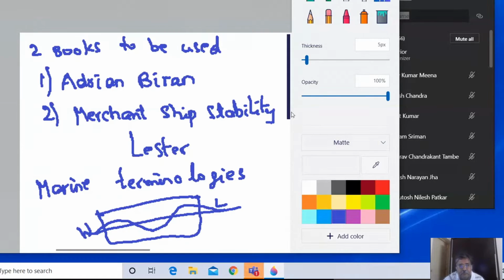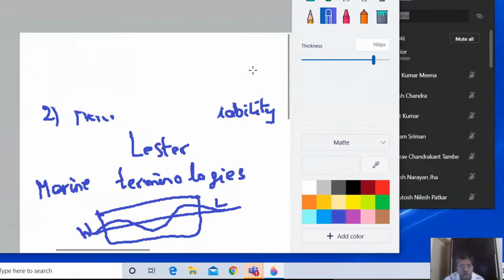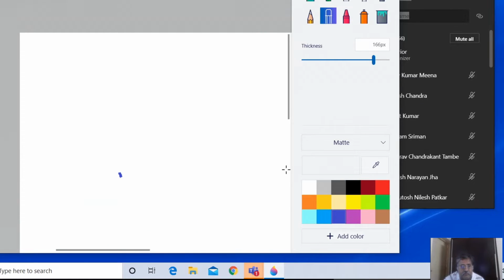Okay, so what do we have? First we take a ship. Suppose we have a ship like this. This is the front part of the ship and this is the back part of the ship. We usually call the front part of the ship the bow and the aft part of the ship the stern. I'll just mention it, or it's better actually drawn, I think.